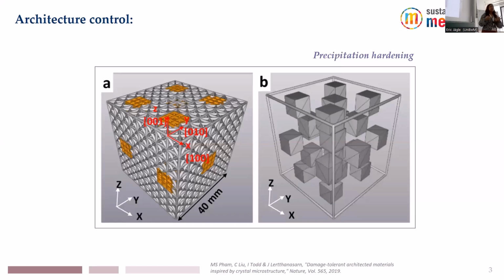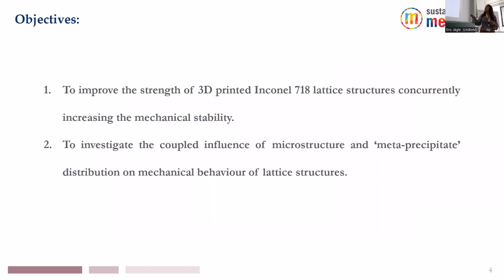So amongst many methods, we selected this method of precipitation hardening. Here you can see the gray is the matrix lattice, and this yellow is some sort of precipitate. So these are two different phases, and this shows how the meta-precipitates are distributed in the lattice. Our objectives were to improve the strength, concurrently increase the mechanical stability, and to investigate the coupled influence of microstructure and the meta-precipitate distribution on the mechanical behavior of lattice structures.